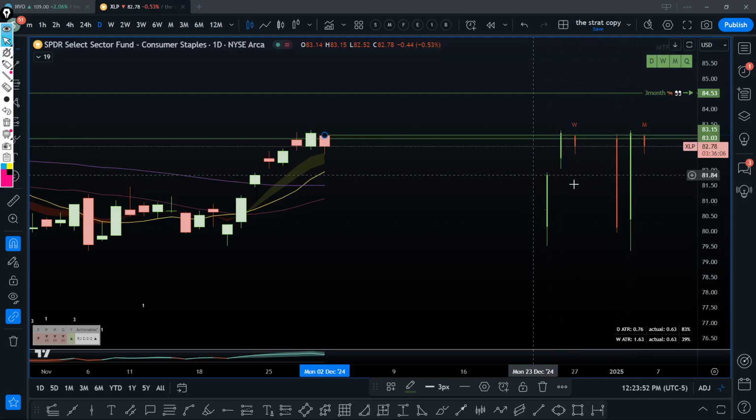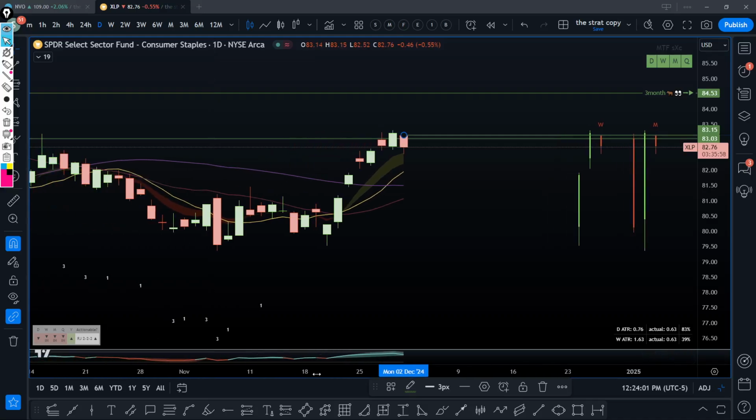So these are representations of the last three candles on the week and the last three candles on the month on the chart that's based on the day time frame. So I don't have to click back over to see those levels. So above this 83.15, that will flip the day, the week, and the month green.